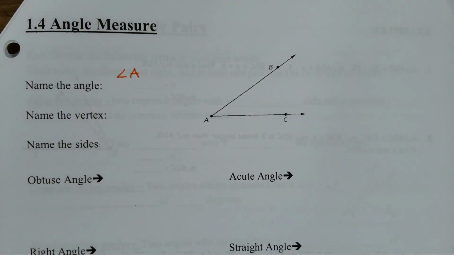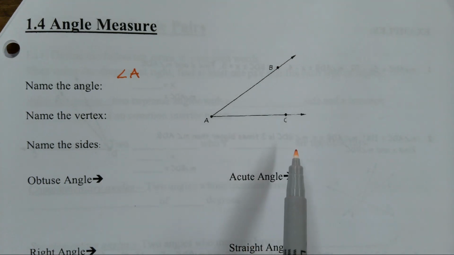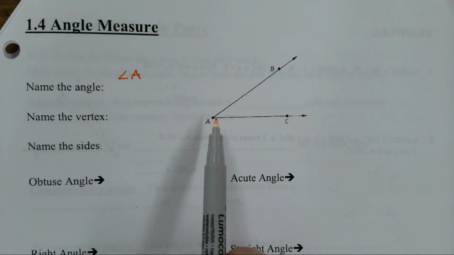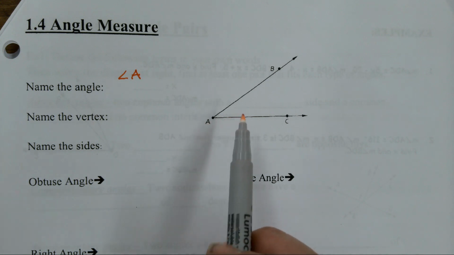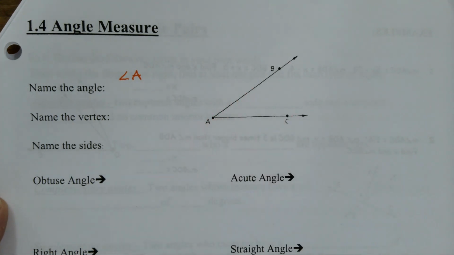I cannot call this angle B or angle C because you can only name an angle with one letter by its vertex. The vertex is the point that comes together, or where the two rays come together. It's the point that they share.